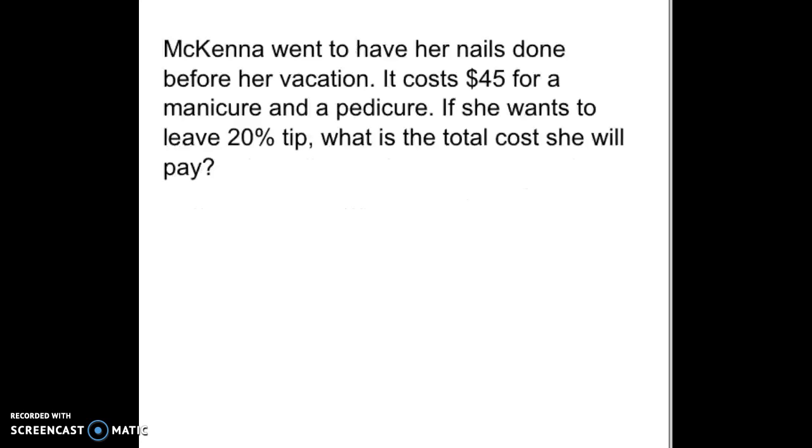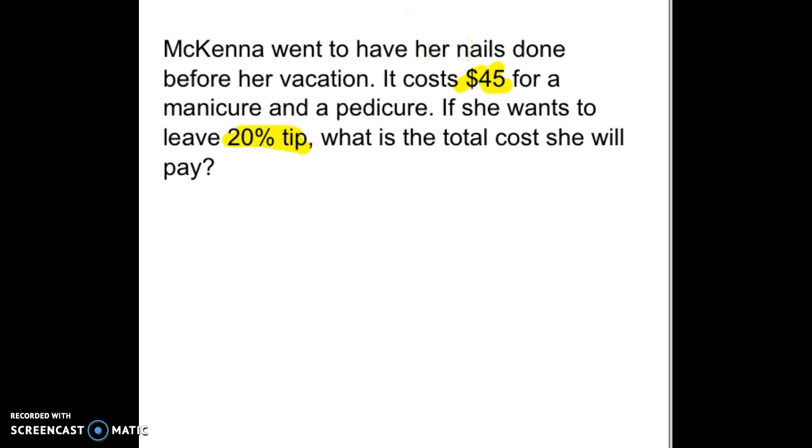All right, let's try some problems, see if we can make this make sense. McKenna wanted to have her nails done before her vacation. It costs $45 for a manicure and a pedicure. If she wants to leave a 20% tip, what is the total cost she'll have to pay?